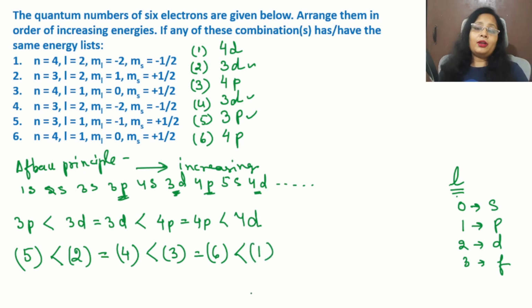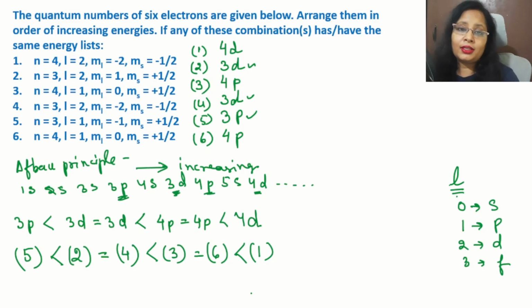Now we are able to arrange all the electrons in their increasing order as shown here. We can also see that the second electron has the same energy as the fourth electron, and the third electron has the same energy as the sixth electron. So friends, a very easy question.